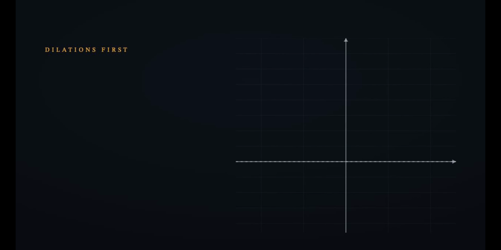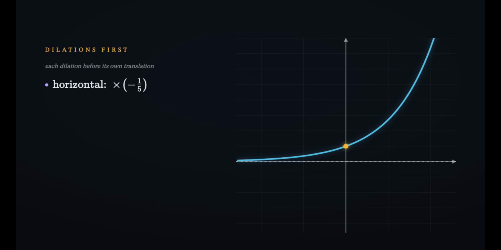Now let's list out our transformations. I will do both dilations first, then both translations. This is totally fine, by the way. As long as each dilation is done before its corresponding translation, we're good. Okay, let's dilate horizontally by factor minus 1/5. That means I flip in the y-axis, then dilate by 1/5.